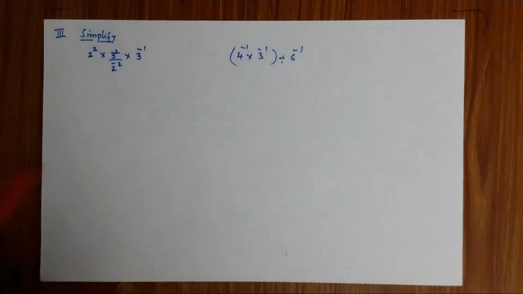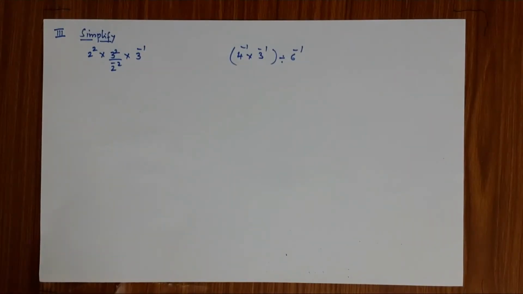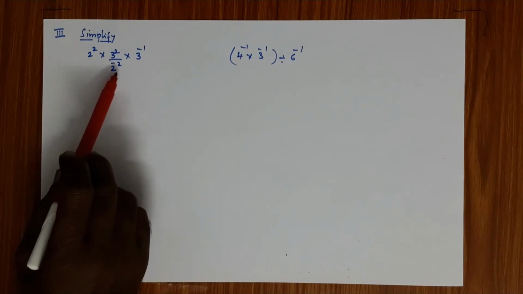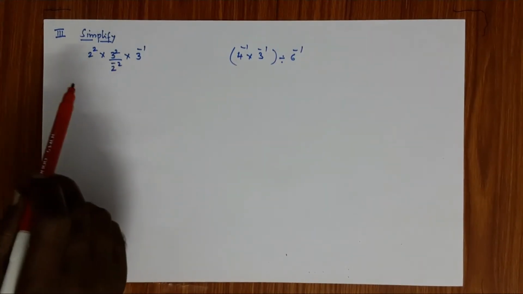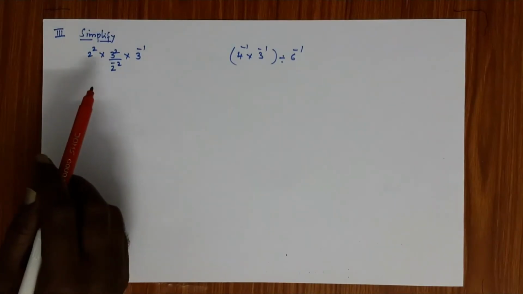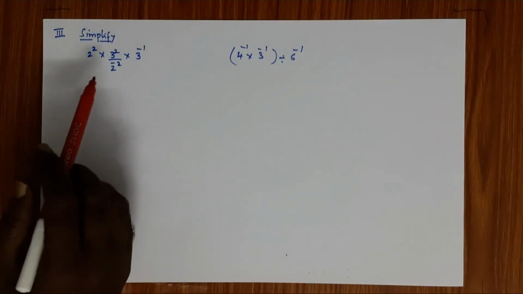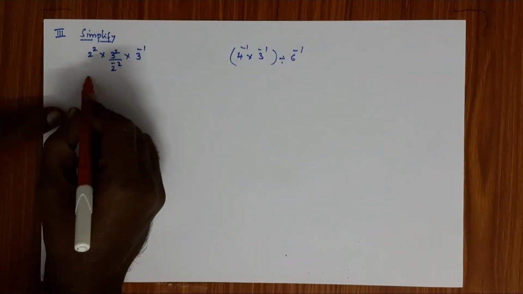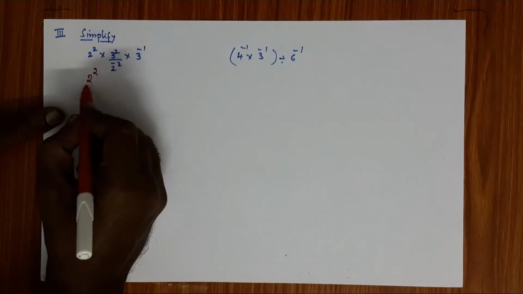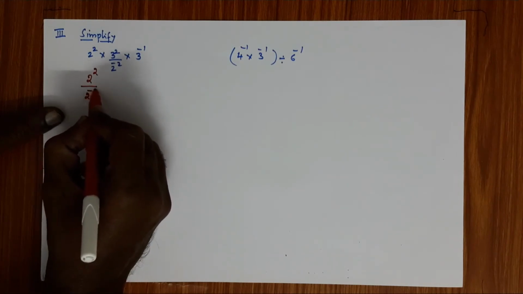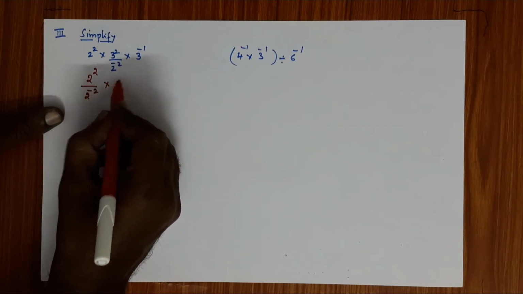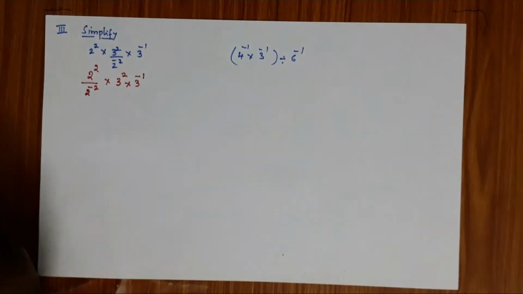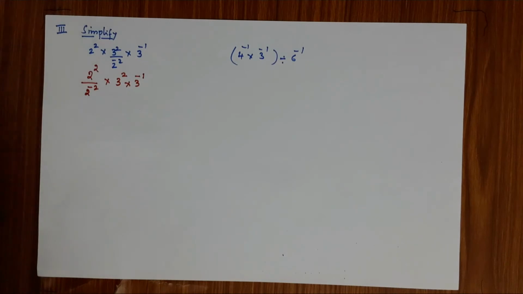Okay children, now let us see the third bit. Simplify 2 square into 3 square by 2 to the power of minus 2 into 3 to the power of minus 1. Now here we have to separate the similar values. That means all the 2's one side and all the 3's one side. Now how? 2 square by 2 to the power of minus 2 into 3 square by 3 to the power of minus 1. Now here we are having two types of laws.